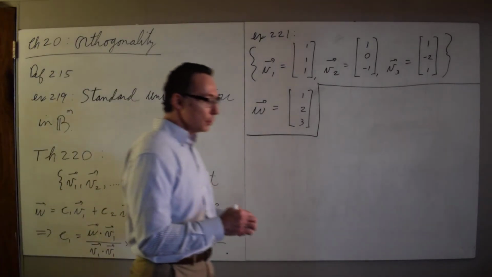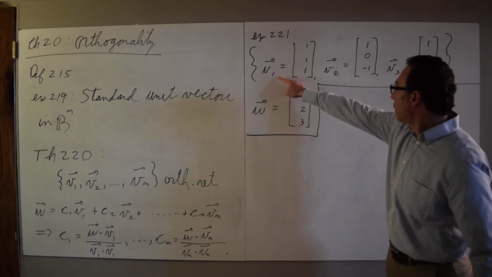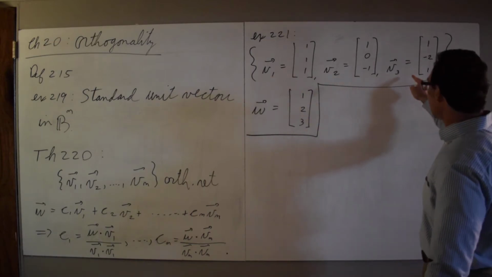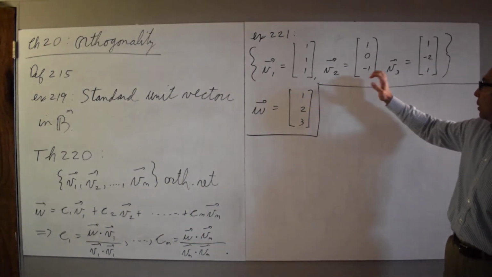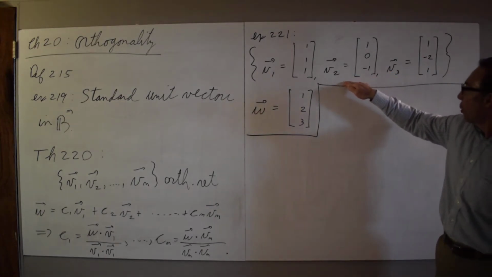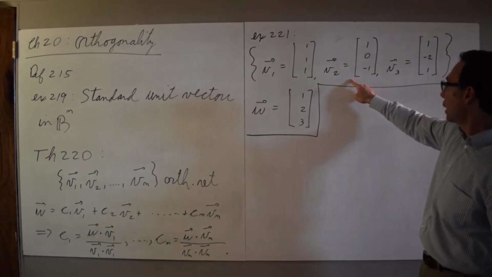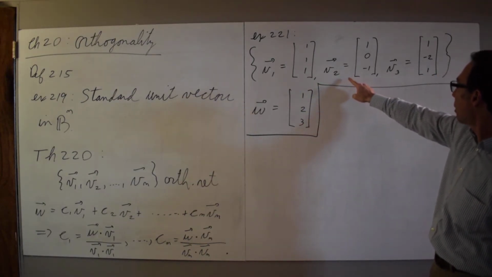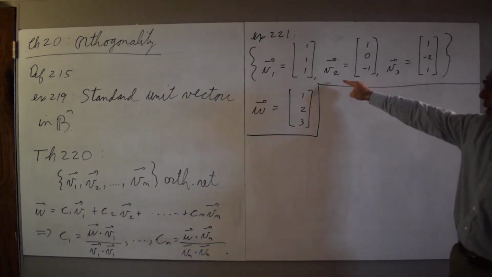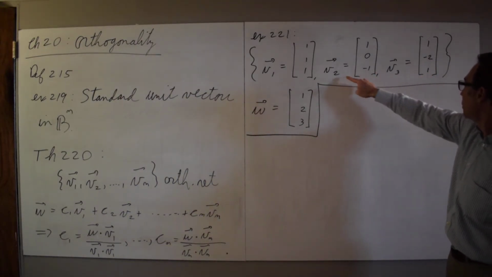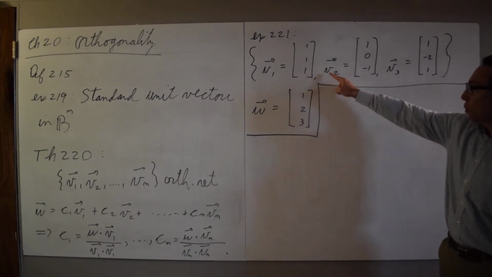So we'll use this to do example 221. We have a set of 3 vectors. And note that these 3 vectors do form an orthogonal set. If you take the dot product of V1 and V2, for example, you get 0. If you take the dot product of V1 with V3, you get 0. If you take the dot product of V2 and V3, you get 0. This is an orthogonal set.